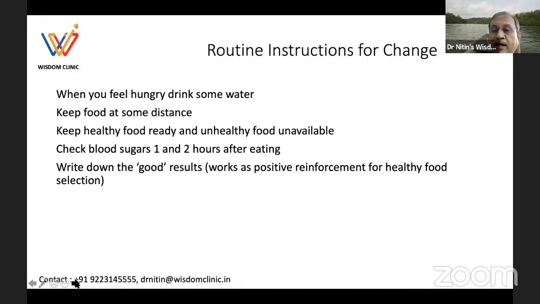So when you feel hungry, drink some water, delay the hunger feeling. Keep food at some distance from where you are sitting. Keep healthy food ready and unhealthy food unavailable. Check blood sugars 1 and 2 hours after eating, and write down if the sugars are in the normal range or good results, which can work as a positive reinforcement for healthy food selection.